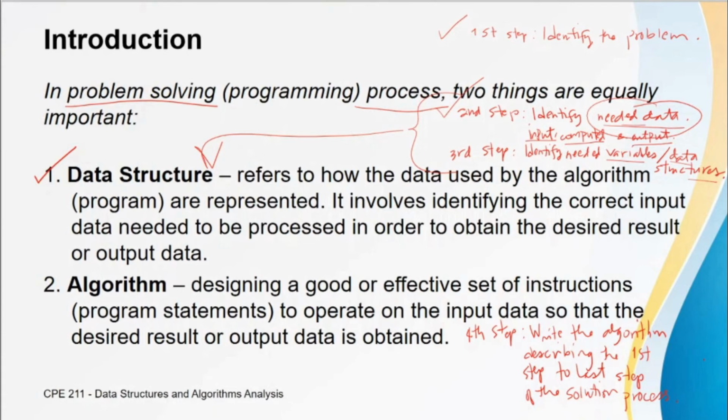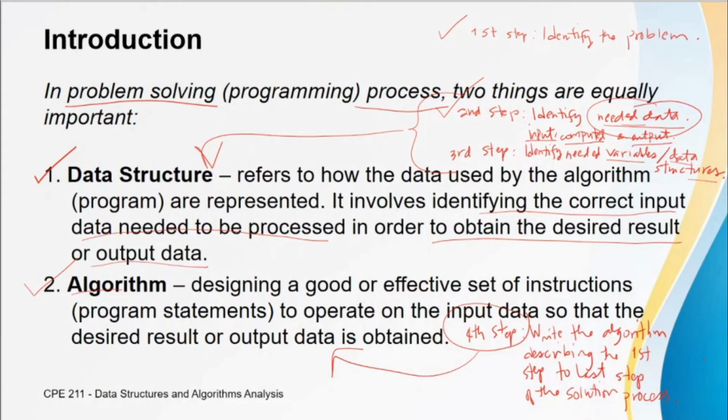So this refers to how data are used by the algorithm or program. And it involves, as mentioned already, the identifying of the correct input data needed to be processed. And for what purpose? In order to obtain the desired result or the desired output data. The second is designing the best or most appropriate algorithm to solve the given problem. And for this matter, it is the fourth step that falls under this aspect.